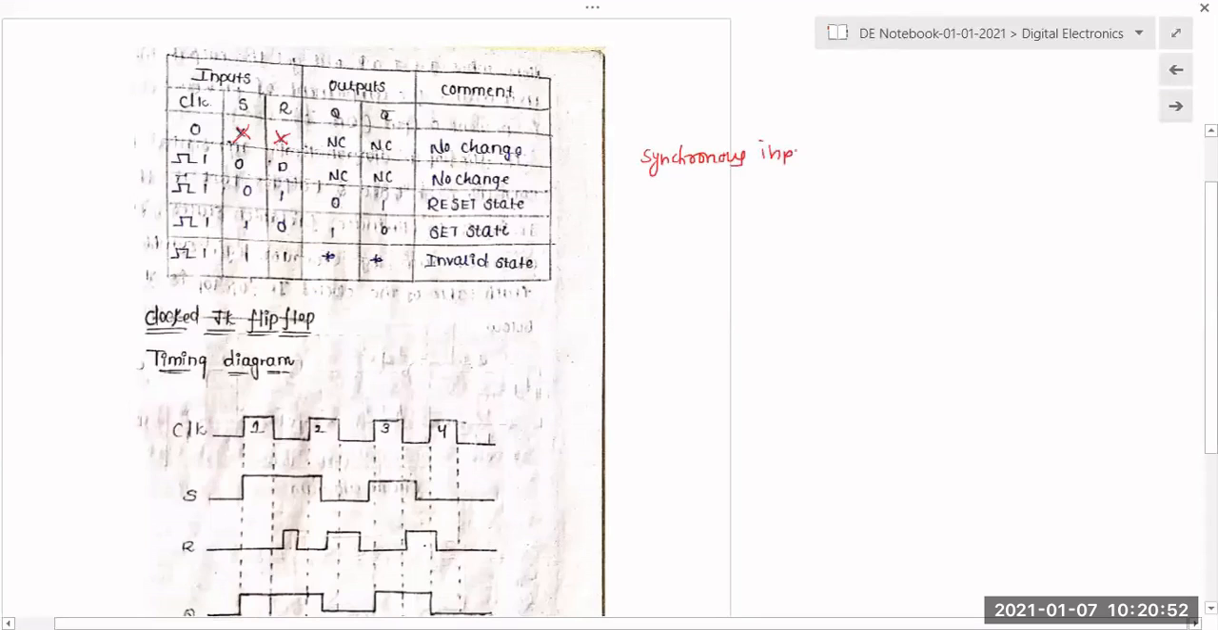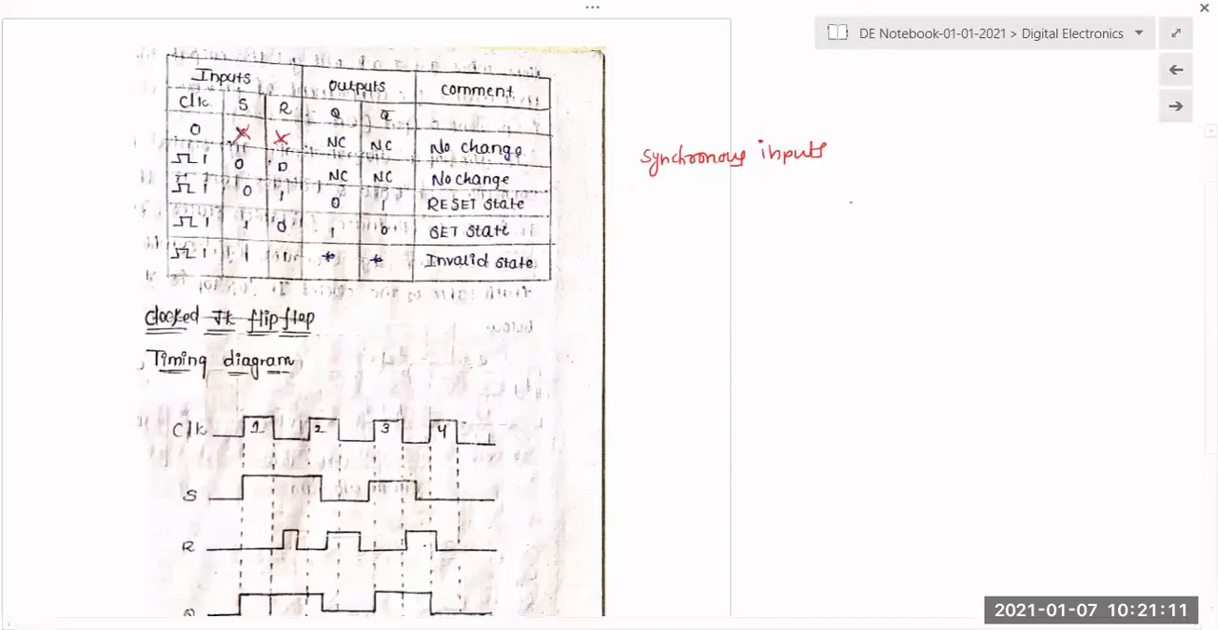Synchronous inputs. Okay, why did we discuss preset and clear? Because those are not depending upon the clocks. That's why preset and clear are called asynchronous inputs. But synchronous inputs means, these SR values, when are they taking effect? When do we take the SR values?